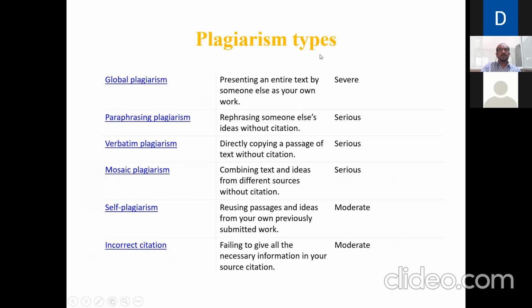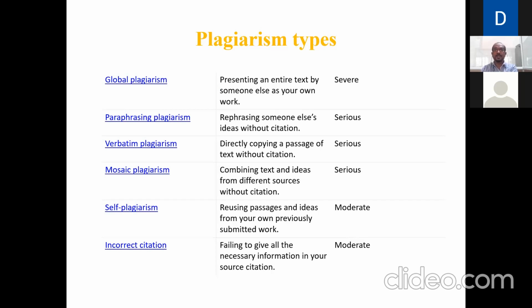What are the different types of plagiarism? Global plagiarism, paraphrasing plagiarism, verbatim plagiarism, mosaic plagiarism, self-plagiarism, and incorrect citation. Global means presenting everything: you copy from one paper and paste it as your own work. It is very severe. Paraphrasing means rephrasing. You copy something, rephrase it, and use it again. That is called paraphrasing plagiarism. It is also considered very serious.